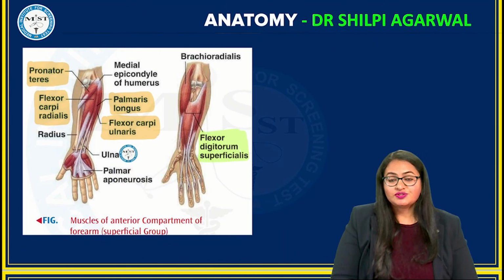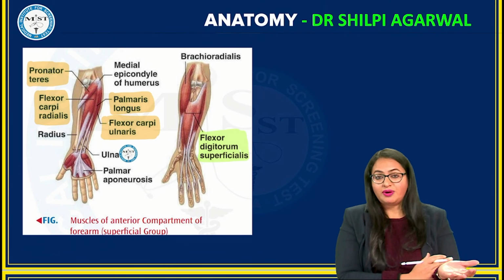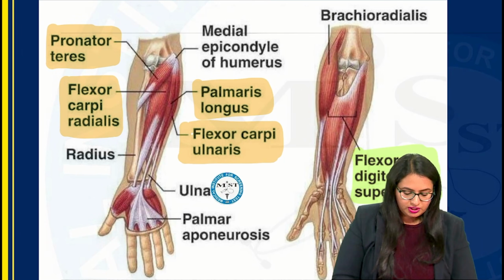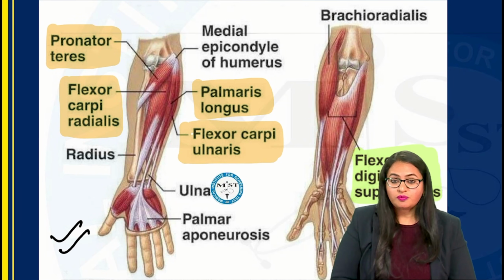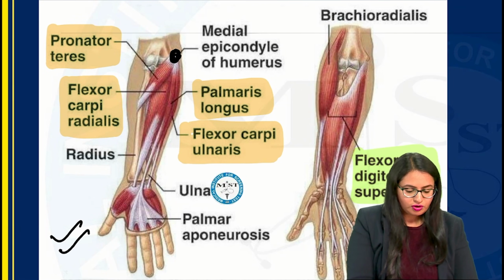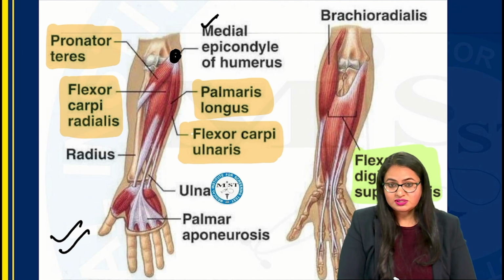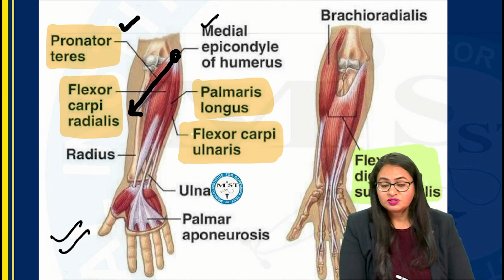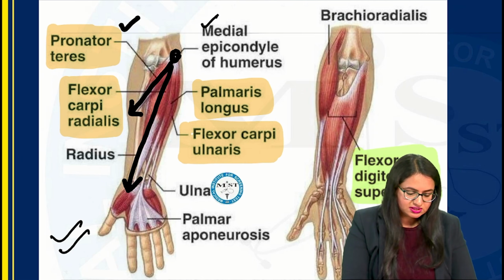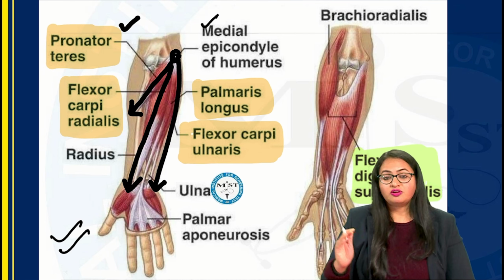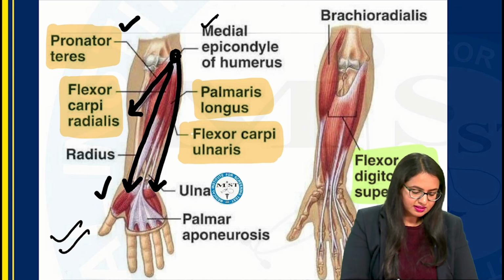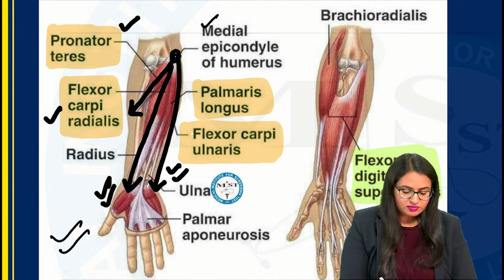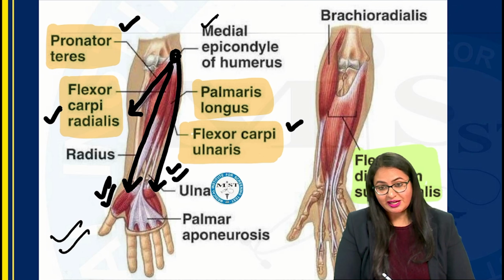Coming to the next image, this is the image for the muscles in the anterior compartment of the forearm, in which this image is more important. And when we talk about the muscles, they take common origin from the medial epicondyle of the humerus. First muscle, a short muscle, is pronator teres. Then after that, 2 muscles go till the carpal bone. The one present on the lateral side is flexor carpi radialis. The other present on the medial side is flexor carpi ulnaris.